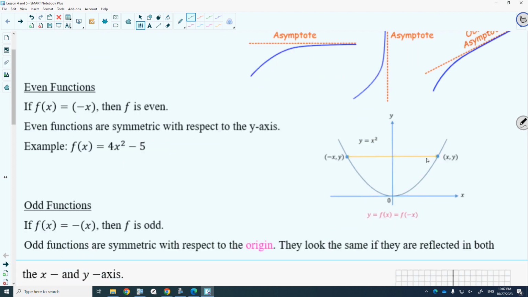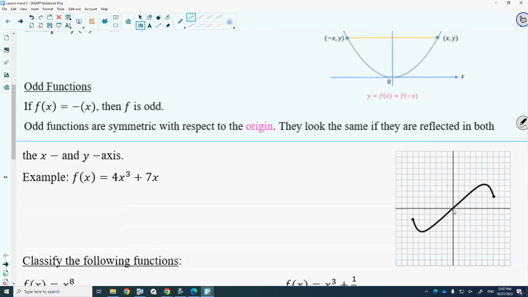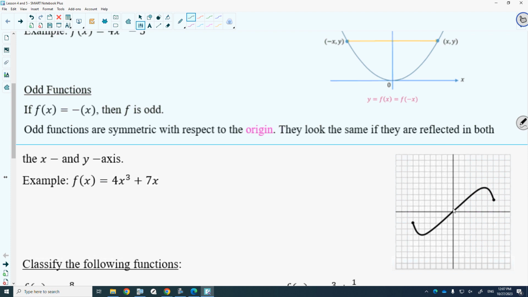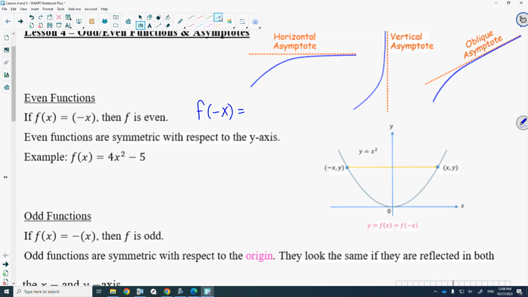Odd even functions are whether or not your function is symmetric about the y-axis, symmetric about the origin, or neither. How we determine if a function is odd or even is we are going to plug into the function a negative x. If the output is my original function, f of x, what that means is the function given is even. And even means that it has symmetry about the y-axis.